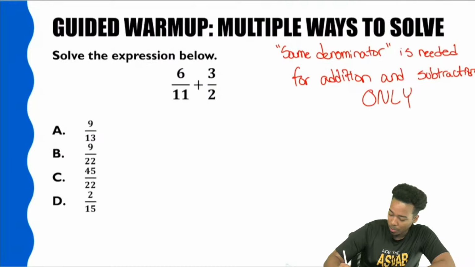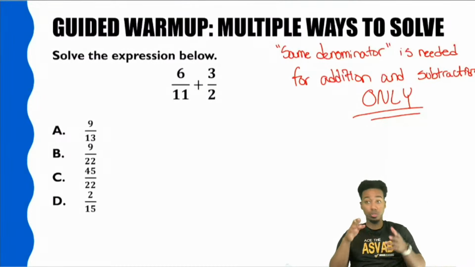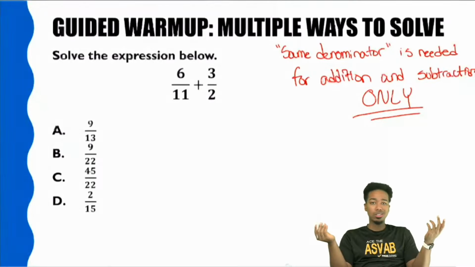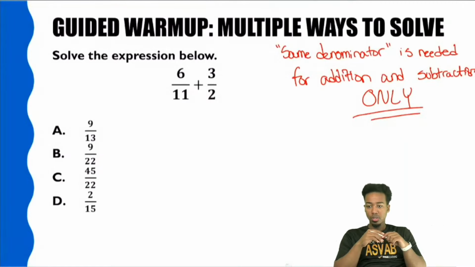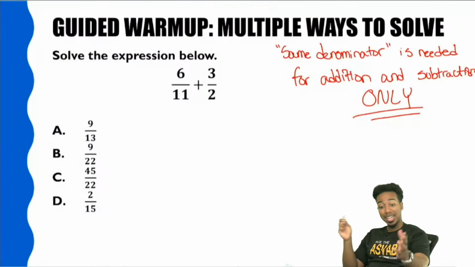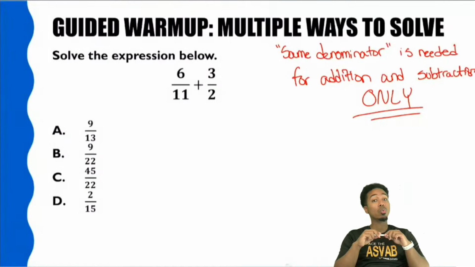That way, again, we can recognize that if we are doing multiplication, we don't need to go by those same rules. So it's only addition and subtraction. Those are the only two you need the same denominator for. So with that said, let's see how we're going to do this.